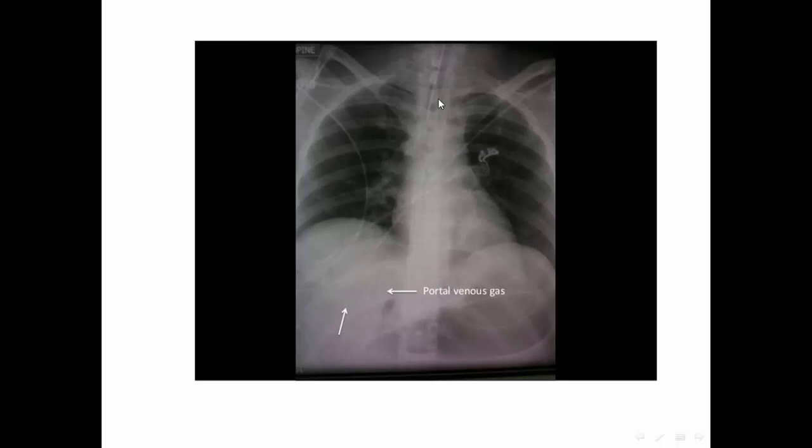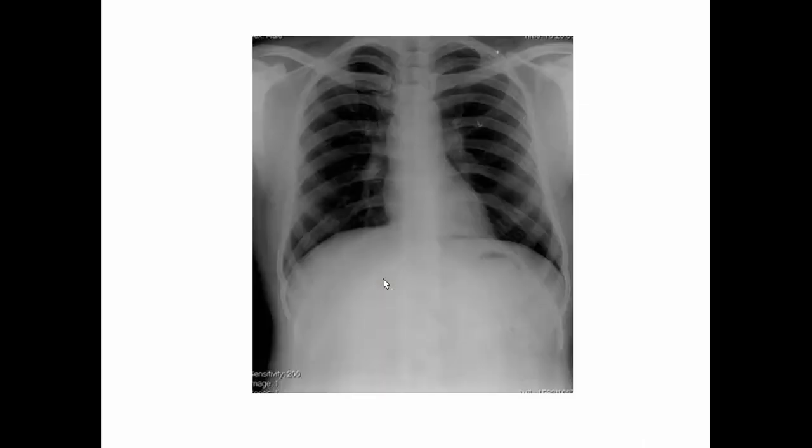It's going to be quite tricky in the rapid reporting. You get this case and you start checking the chest, and so on, and you will forget about checking the abdomen. So please start with the abdomen.